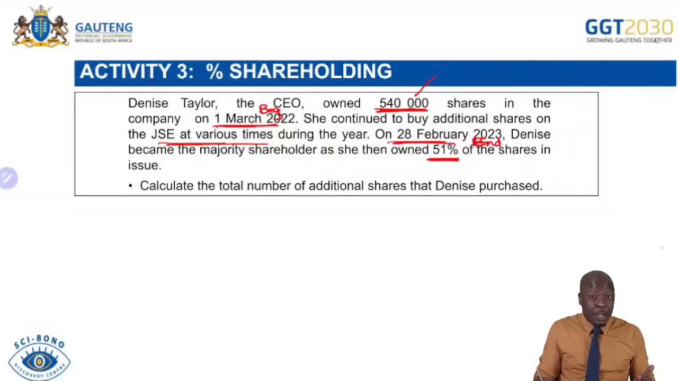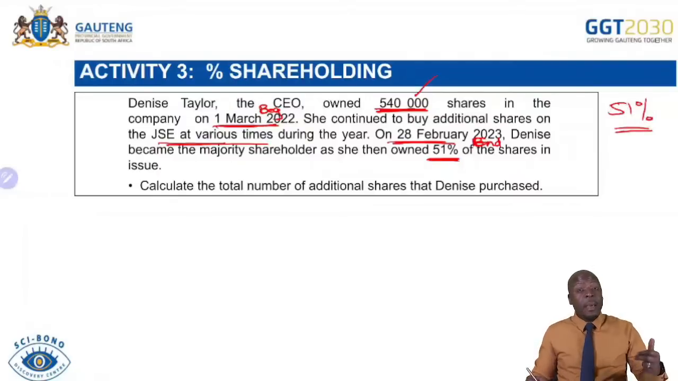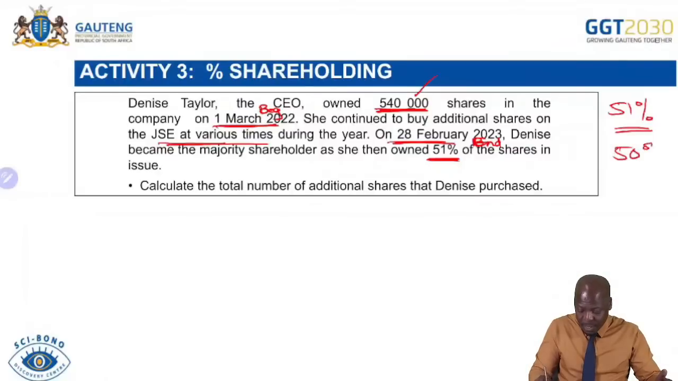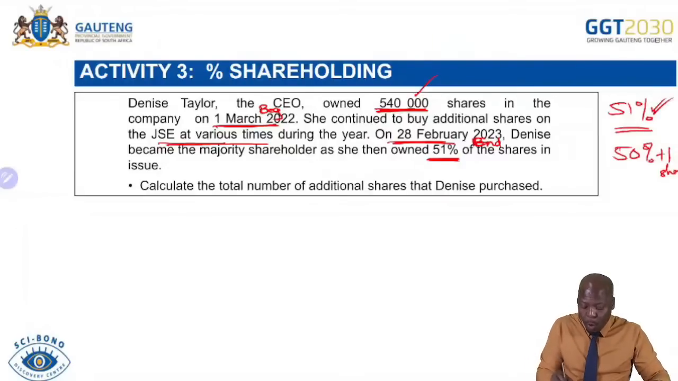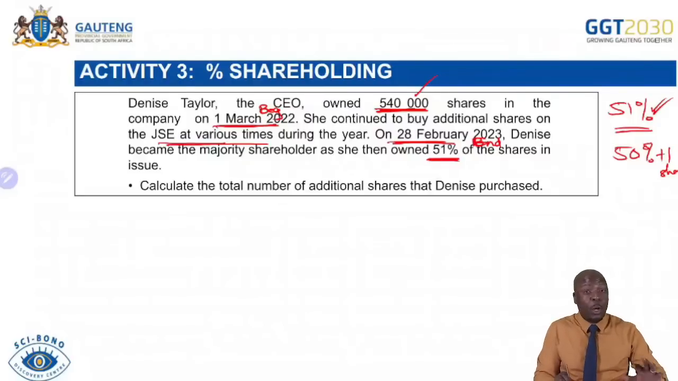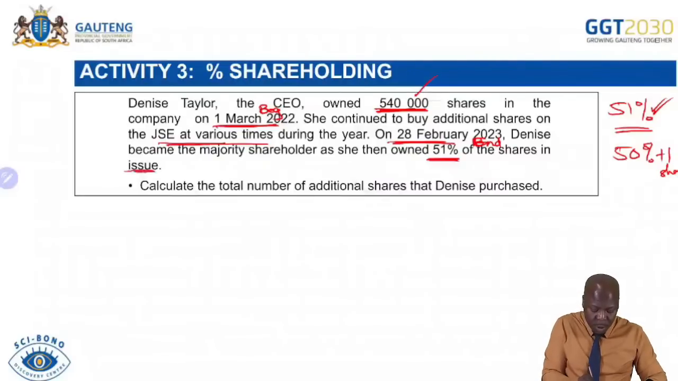Remember, when we calculate major shareholding, we have two options. Number one, it is your 51%. If a person holds 51%, then they become the major shareholder. The second option is when they have 50% plus 1 share. Then they are also major shareholders. In this case, the question is directing us towards using 51%. So we're going to use the 51%, that she owned 51% of the shares in issue.